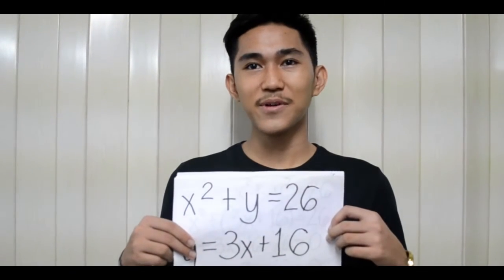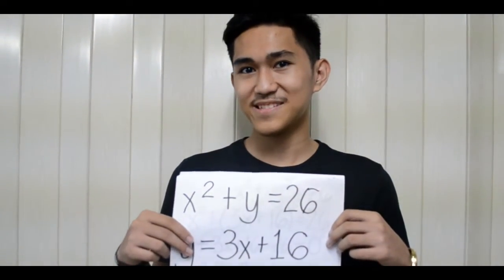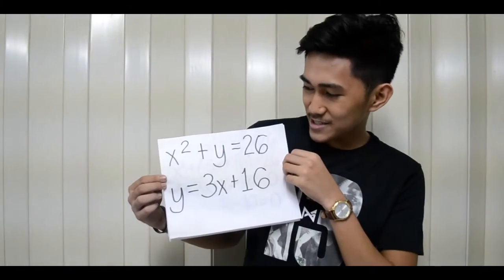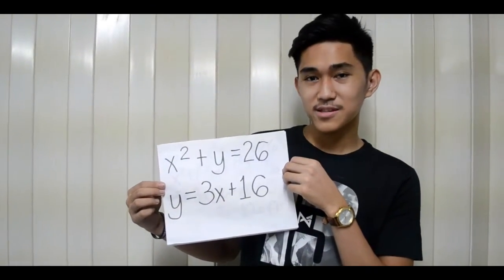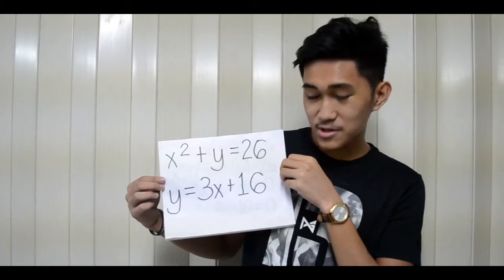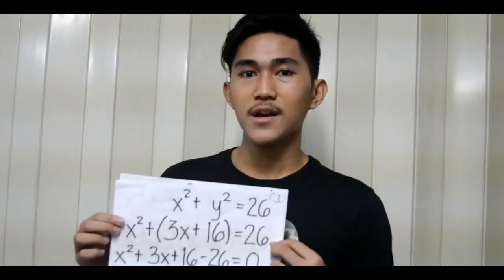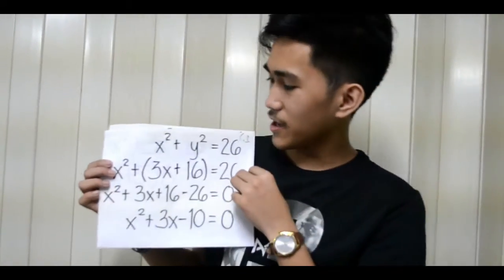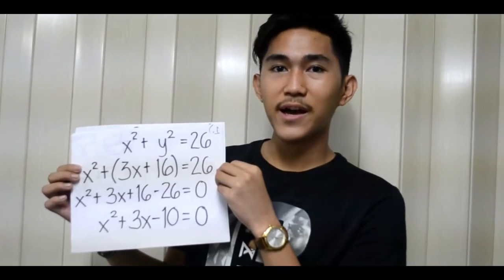Let me show you an example in solving a system of nonlinear equations using substitution first. The first example is x squared + y = 26 and y = 3x + 16. Step 1. Substitute 3x + 16 for y in equation 1, then simplify the equation.